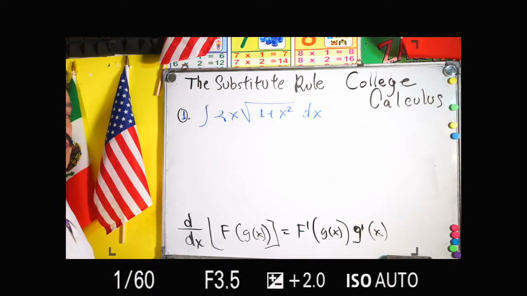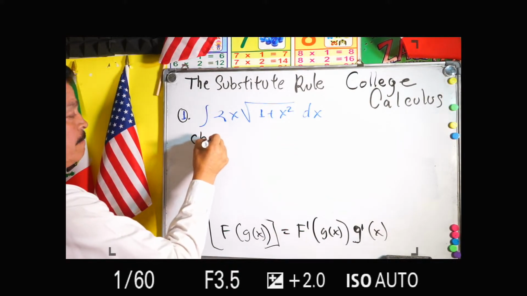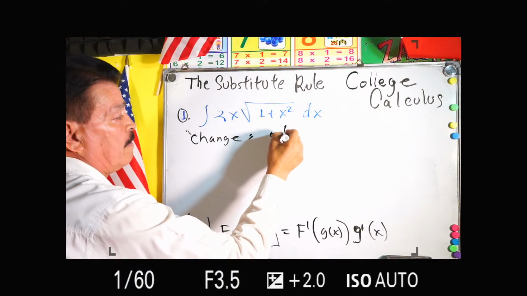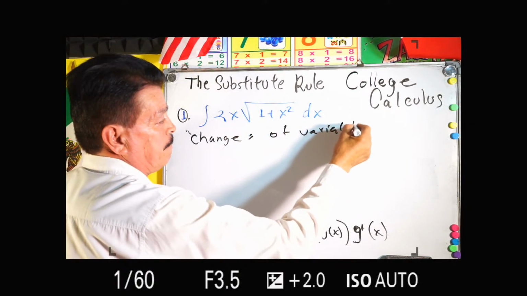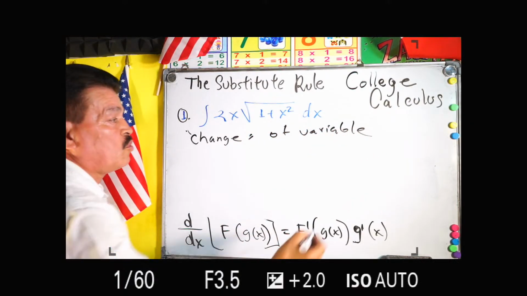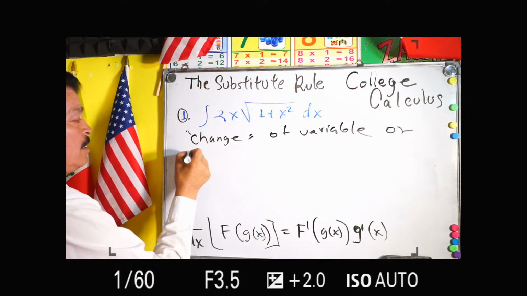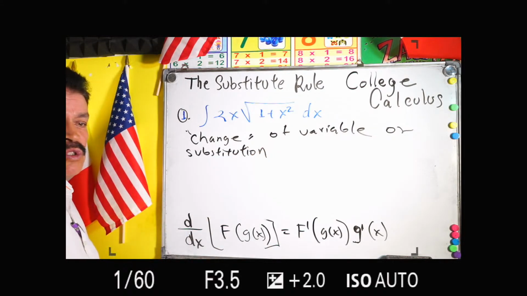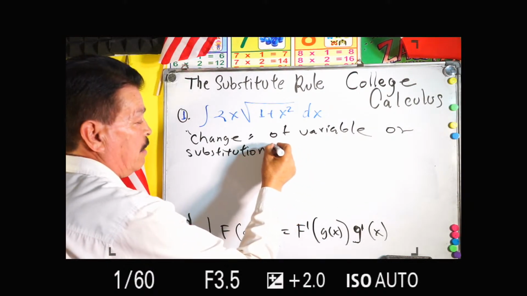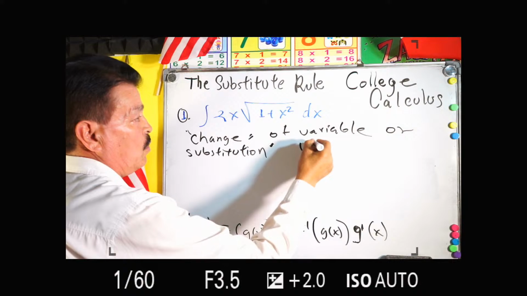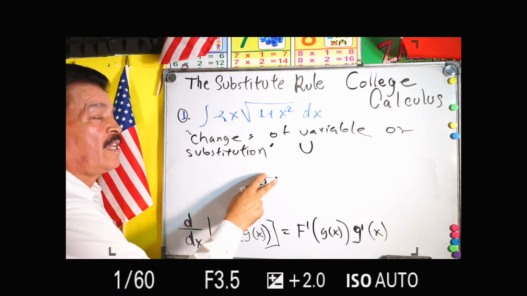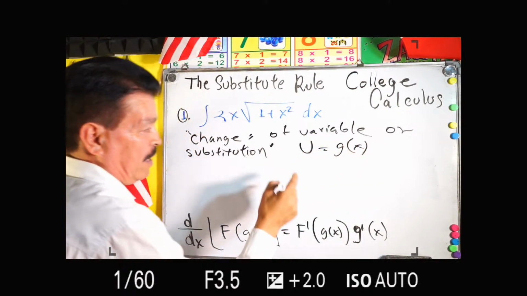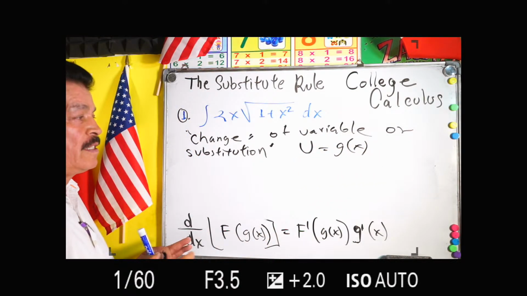If we make the chains, okay, chains of variable. That's very important. Or substitution. We have the variable that I gave you and wrote before, u equals g of x. Okay, right here I'm doing this very slowly, step by step.